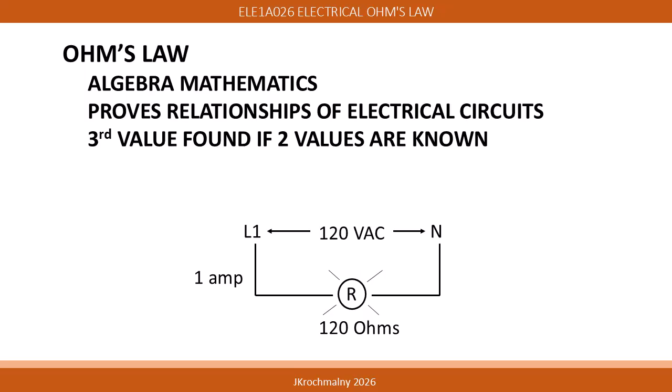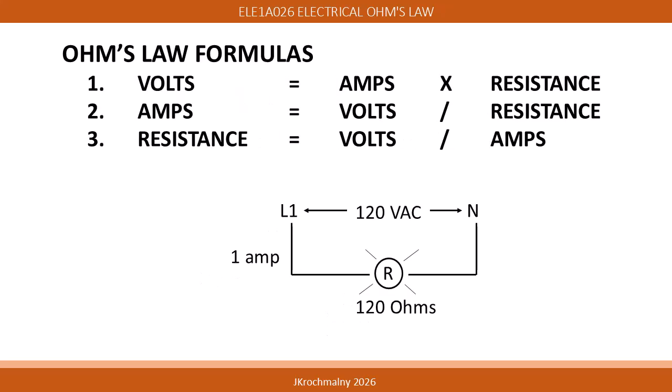Ohm's law also involves algebraic formulas of which, if we knew two of the three terms, we can determine the third electrical term. Ohm's law involves voltage, amperage, and resistance. There are three equations associated with Ohm's law. If we knew only the value of the two terms, we can use algebra to determine the value of the third.